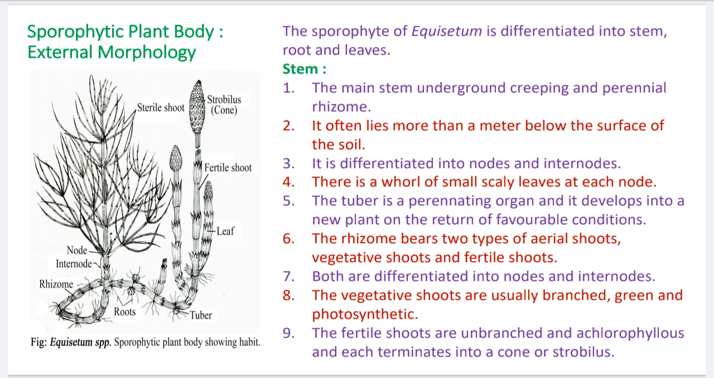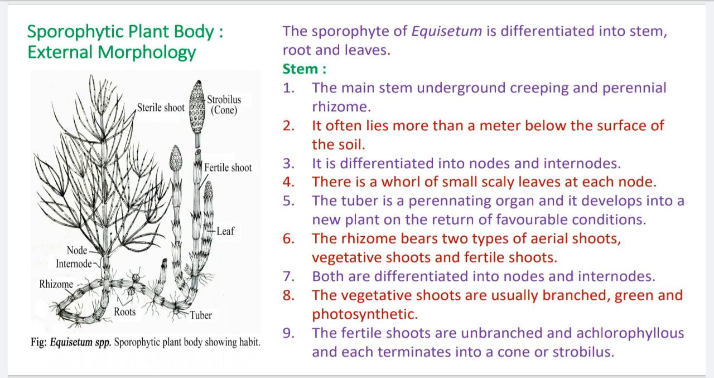You see in the photograph, the pteridophytic plant body shows the underground rhizome, then aerial shoots or stems. The aerial stems and underground rhizome are similar in structure. One difference is that the rhizome is subterranean or underground, and shoots are aerial. Their morphology is the same, their structure is the same.